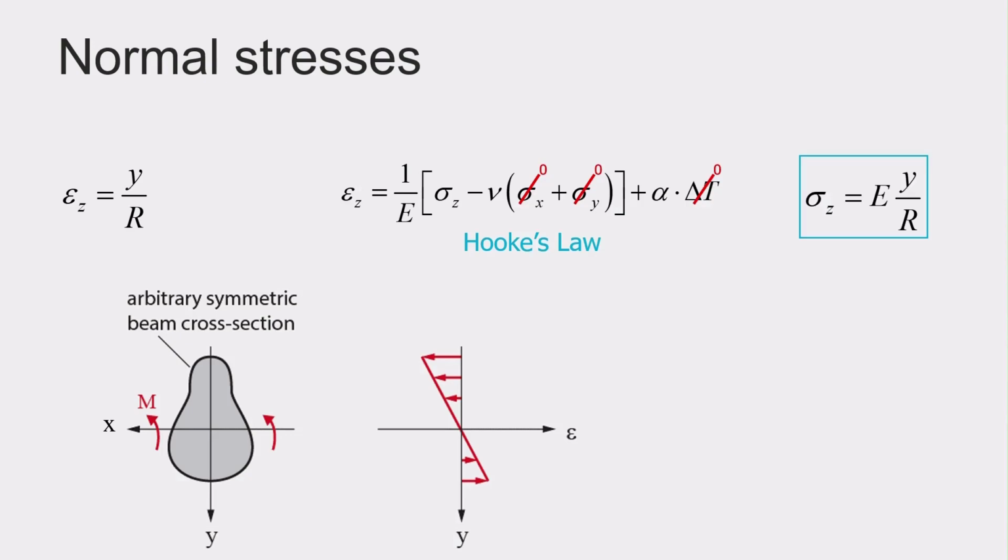Hence we find that sigma z is equal to E times epsilon z, or E times y divided by r. And here you also see why it is important that the stiffness is the same in tension and compression, one of the assumptions we made at the start of this video. If this were not the case, we would have to multiply with a different value of the stiffness in tension and compression. So if we plot the stress graphically, it is also varying linearly as a function of y, with a compressive stress on top and a tensile stress at the bottom.